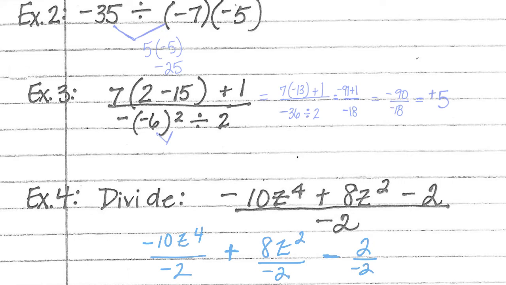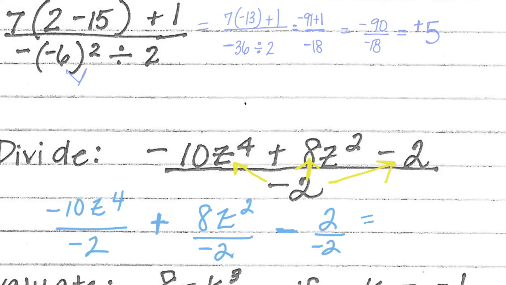Now, some of you are okay with just saying, hey, this negative 2 goes into here, and into here. So that's okay if you do that. But to visually see it, remember we're putting that negative 2 under everything, every single number. It is negative 10z to the 4th over negative 2 is 5z to the 4th. Are we good? What is 8z squared divided by negative 2? Negative 4z squared. And what is negative 2 divided by negative 2?